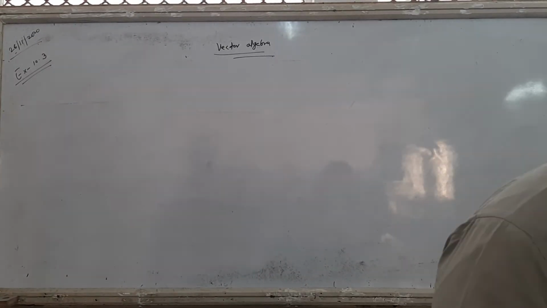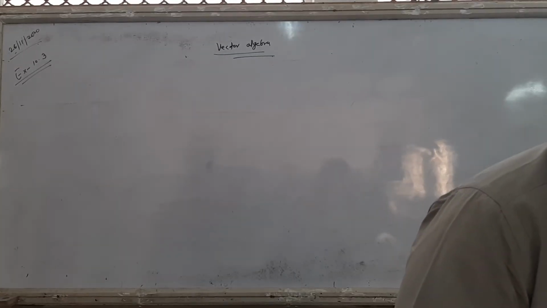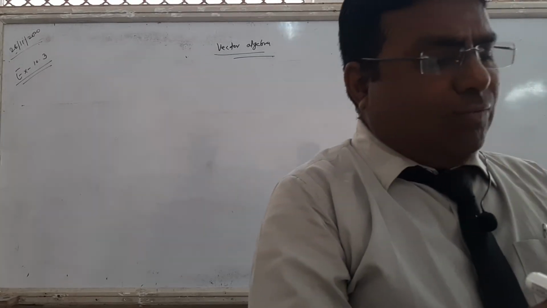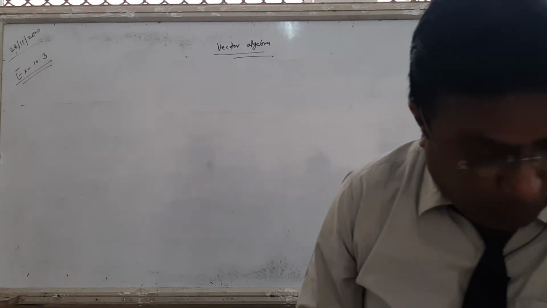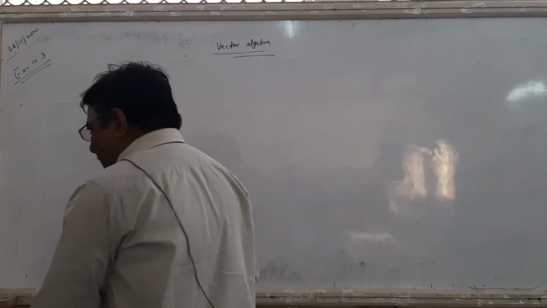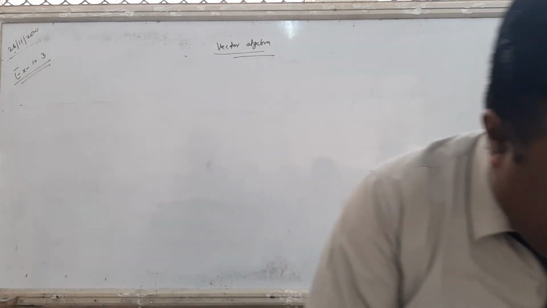Yesterday, I discussed the first question and second question. Today is the third question. The third and fourth are the same: find the projection of vector A on vector B. So the third and fourth are the same question.